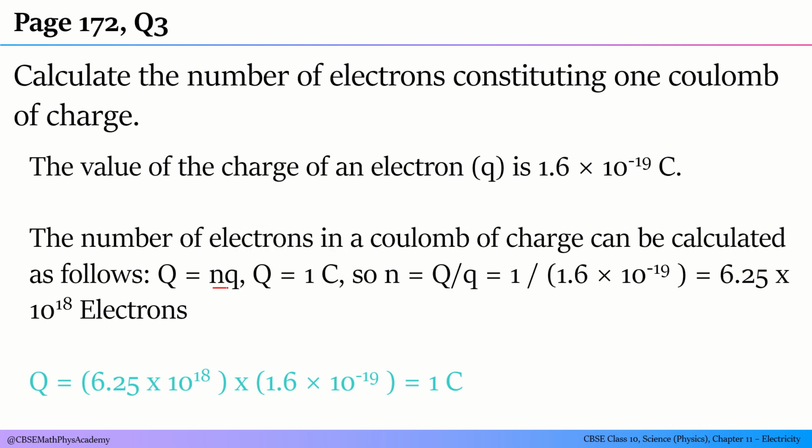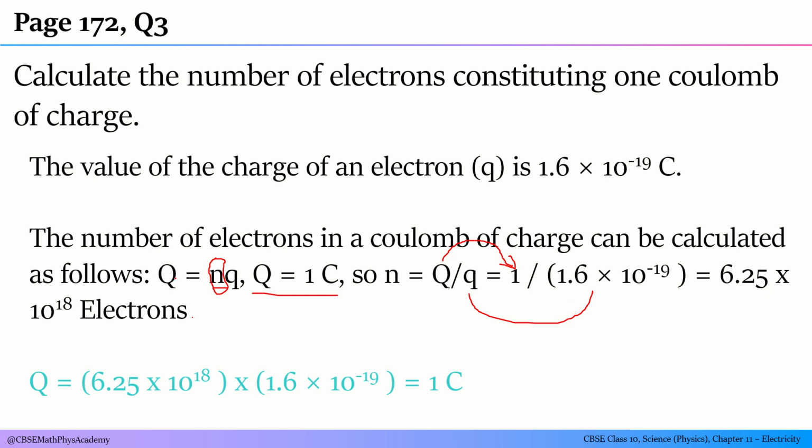Now in the question, whatever is given is Q, that is, Q is equal to 1 coulomb. So you need to find the value of n, that is the number of electrons. n is equal to capital Q by small q, where capital Q is equal to 1 coulomb, small q is equal to 1.6 into 10 power minus 19. When you solve this, you get the number of electrons as 6.25 into 10 power 18 electrons.